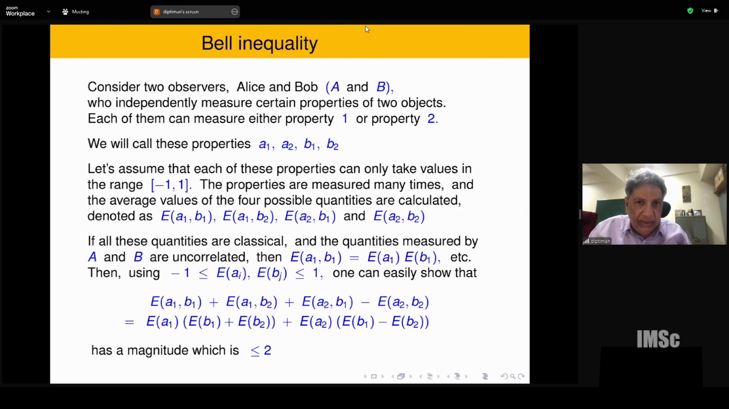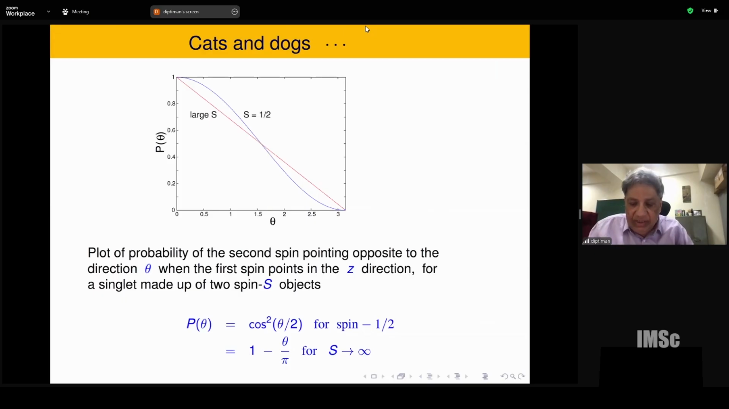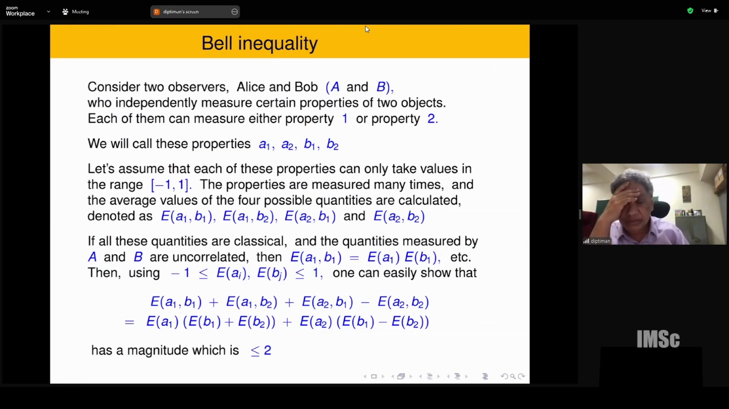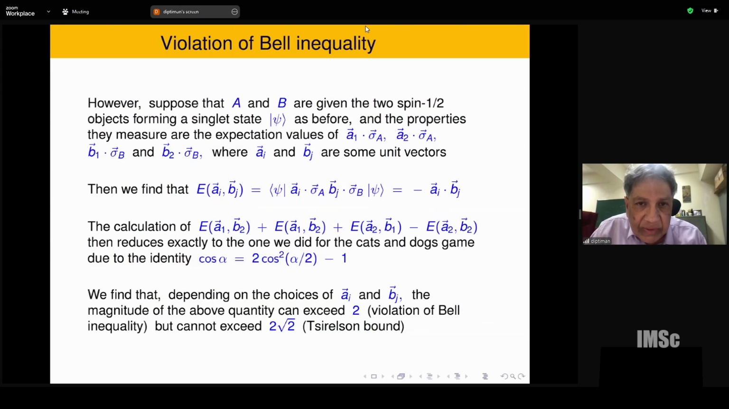Okay, now I think I'm going to skip this part about Bell inequality because I discussed this in the morning. So let me just pause here and see if people have any questions so far. Doesn't sound like anyone has questions. Okay. So I'm skipping over the Bell inequality, violation of Bell inequality.